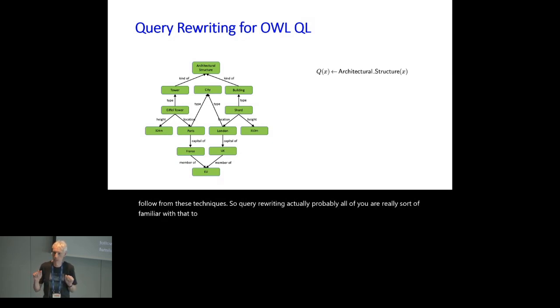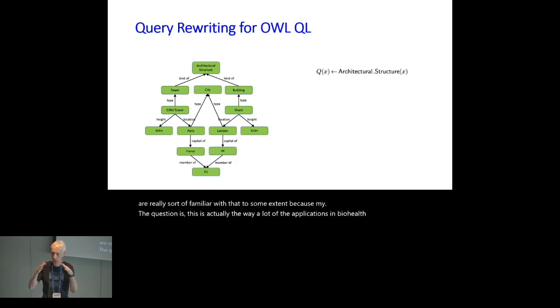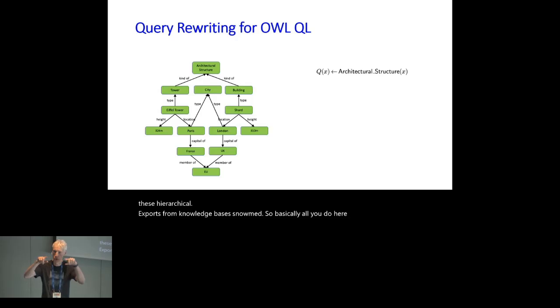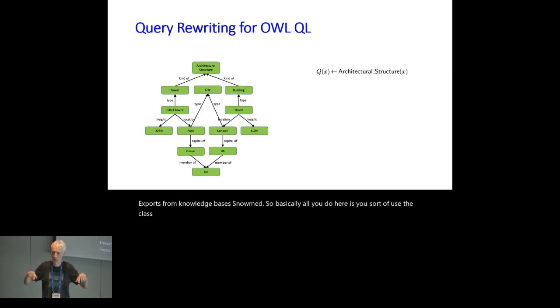Actually, probably all of you are really familiar with that to some extent, because my impression is this is actually the way a lot of the applications in biohealth work when using these hierarchical exports from knowledge bases like SNOMED. So basically all you do here is use the class hierarchy to rewrite the query. You use the ontology to expand the query.